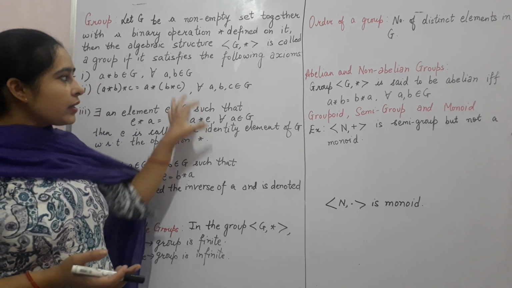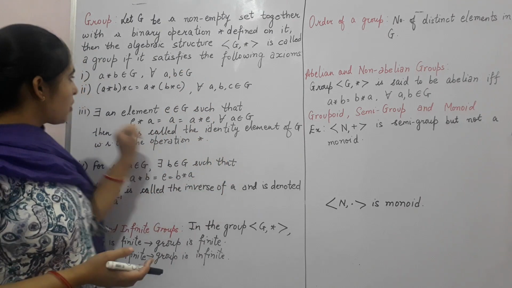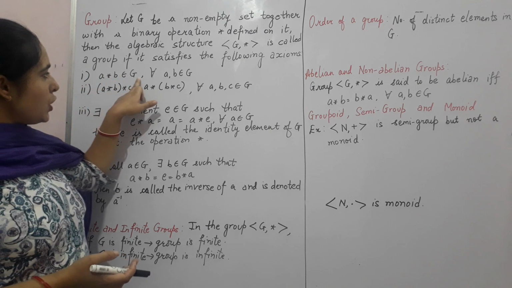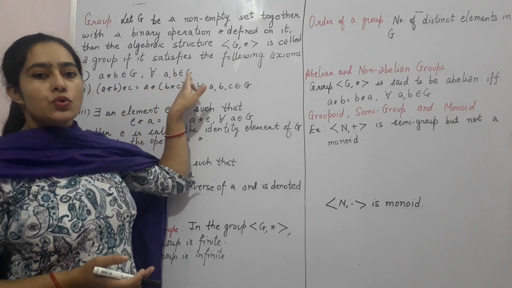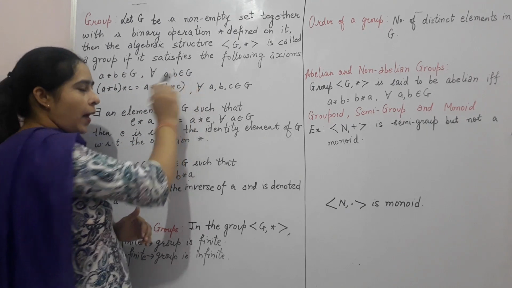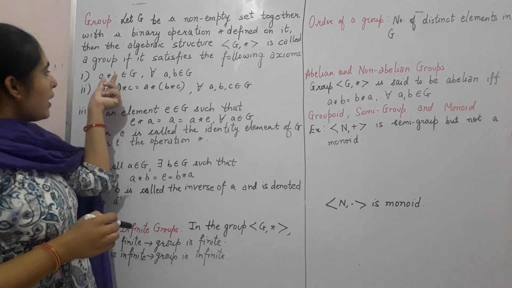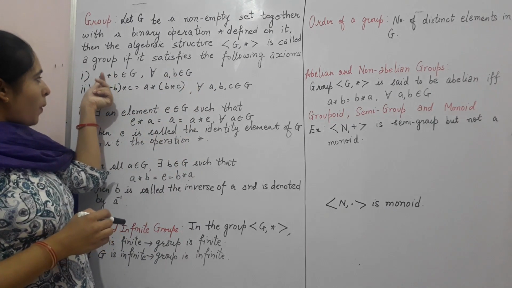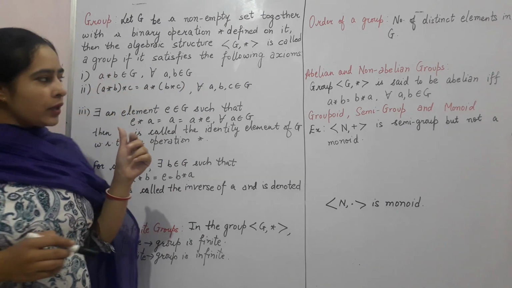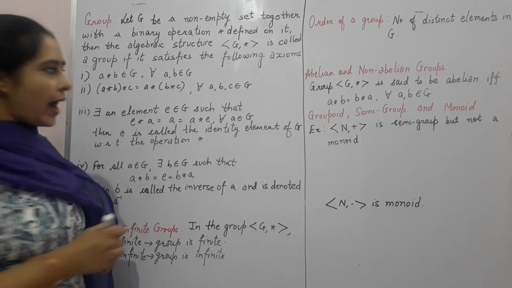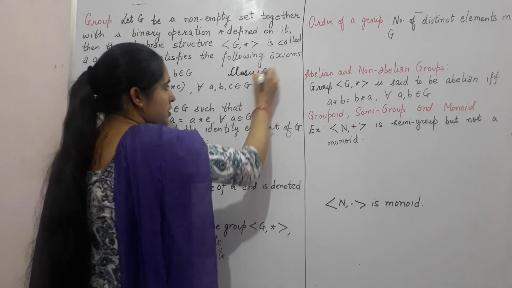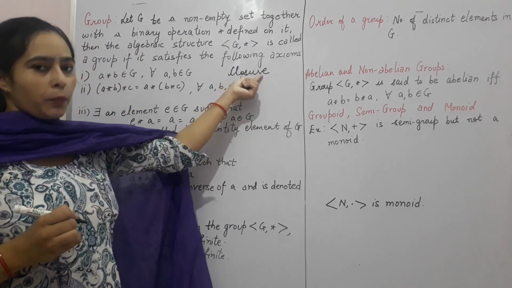Now, what are these four axioms? First is a star b belongs to G for all a, b belongs to G. Whenever we take two elements of this non-empty set G, then a star b, a operated with b, should belong to G. This property is known as closure property.